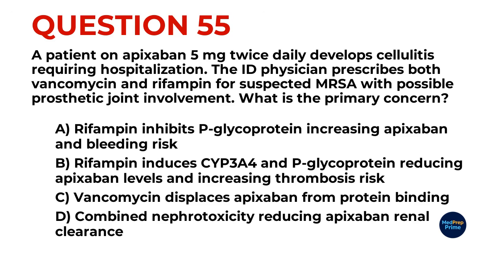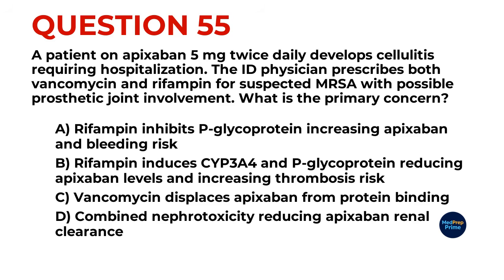A patient on apixaban 5 mg twice daily develops cellulitis requiring hospitalization. The ID physician prescribes both vancomycin and rifampin for suspected MRSA with possible prosthetic joint involvement. What is the primary concern?